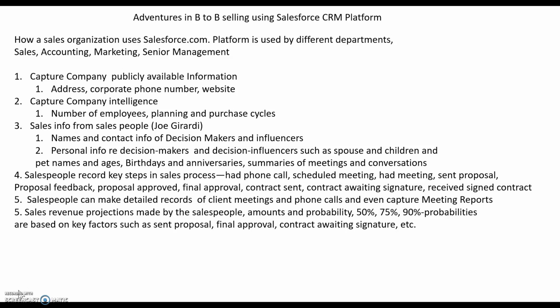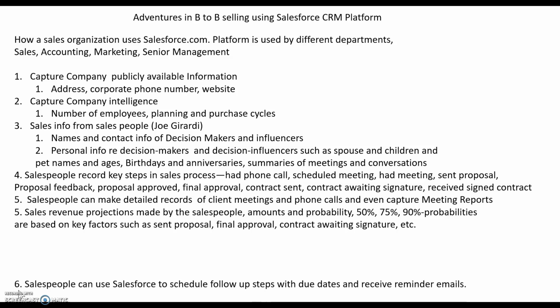So, for instance, if you have a proposal approved for $250,000, the probability isn't 10% anymore, right? It's probably 50% or more. If you've sent a contract and it's waiting for signature, but it's gotten verbal approval and your contact has told you management has approved it, but it's not signed, it's probably 90%, right? So the probabilities are linked to the stage of the process.